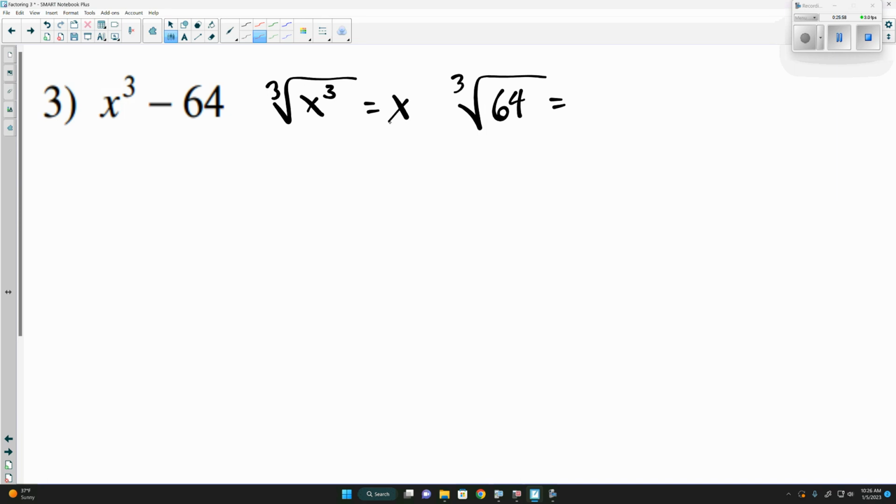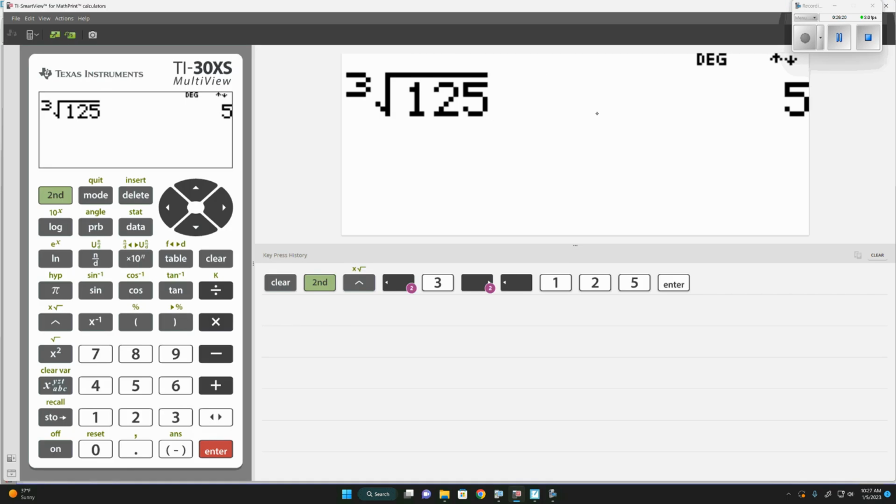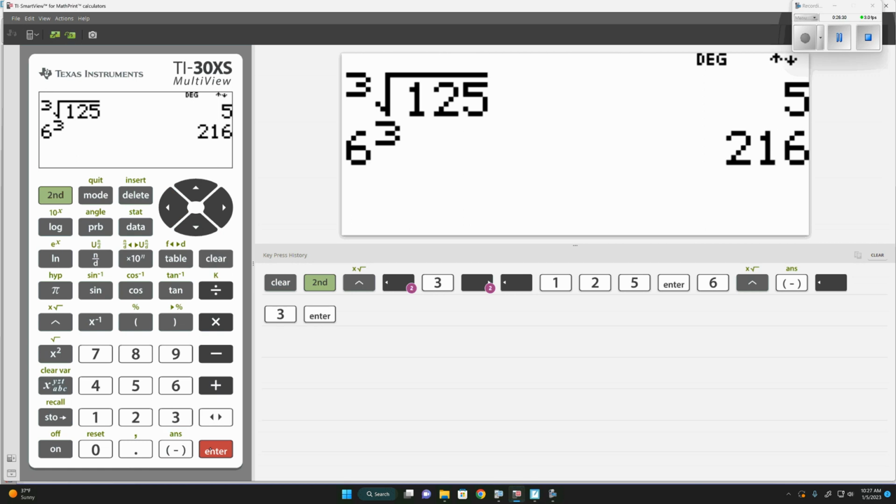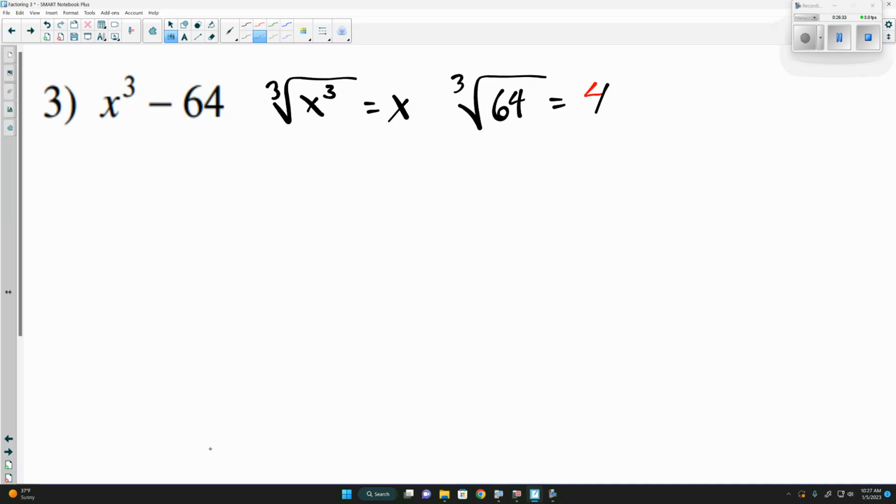Now the other one's the cubed root of 64. I only know cubes up to about 5. I think 6 cubed is 216, but I'm not as comfortable with those.